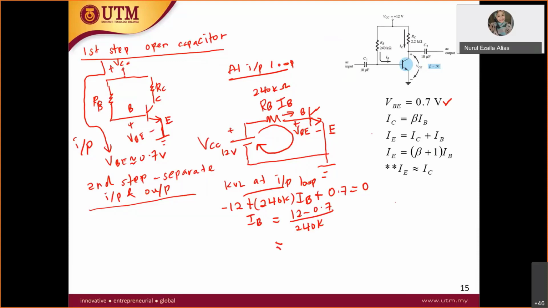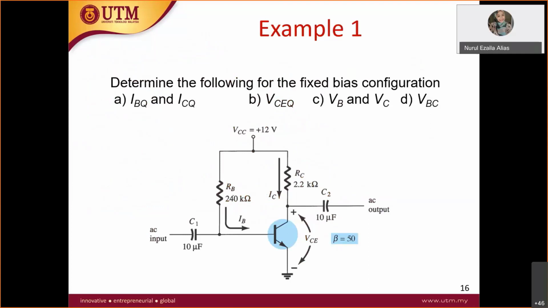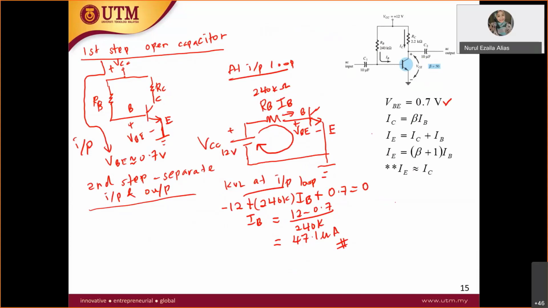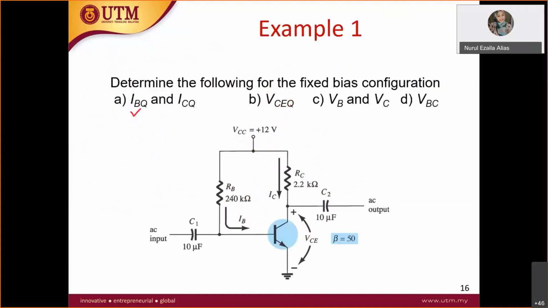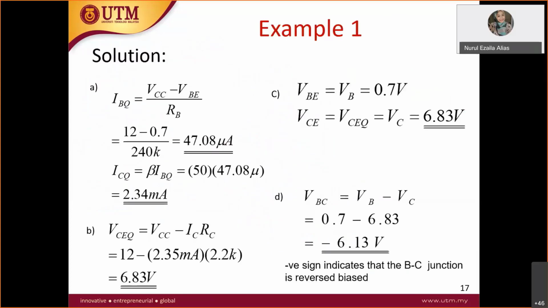Can someone calculate for me? 47.1 microampere. That's it. Now you have got your IB. IB or IBQ are the same, because they put Q since they consider this circuit at active region. So IB is equal to 47.1 microampere.